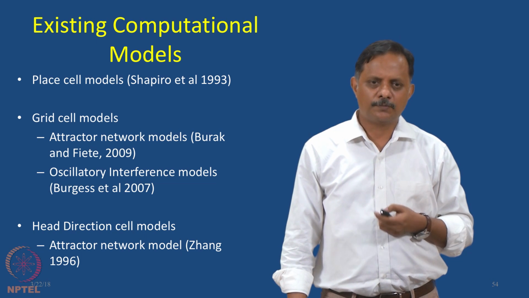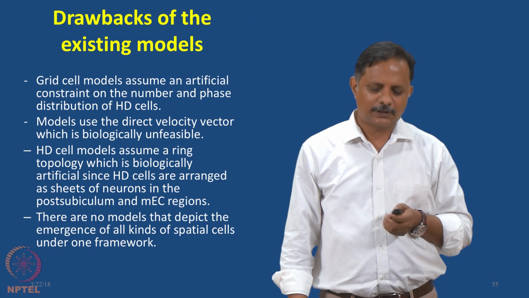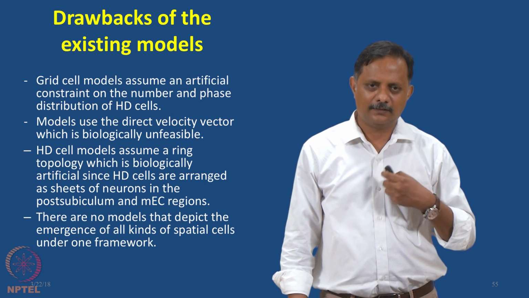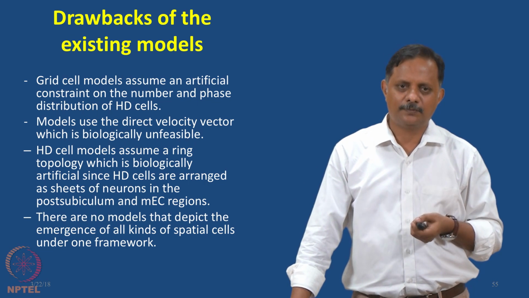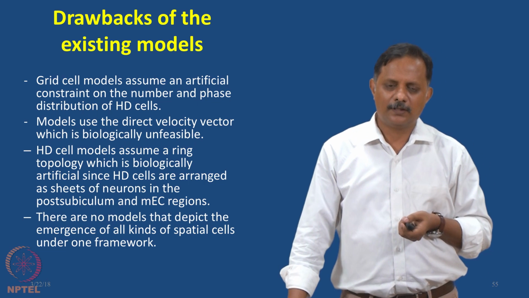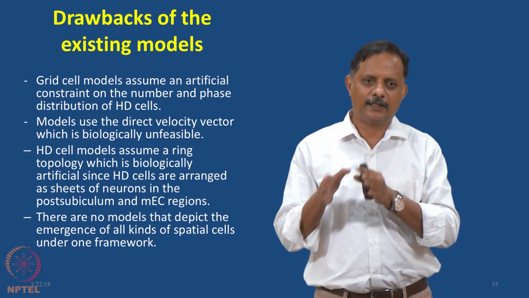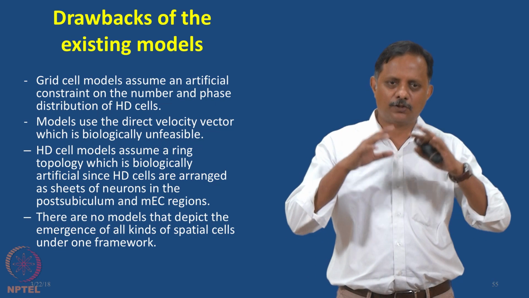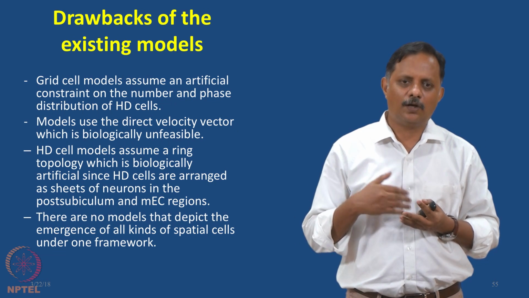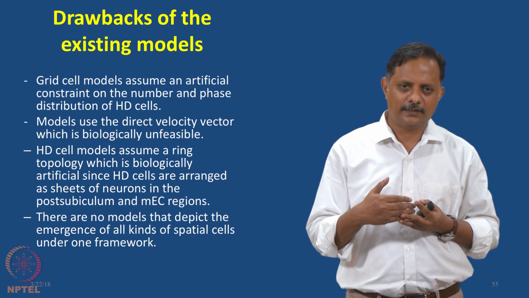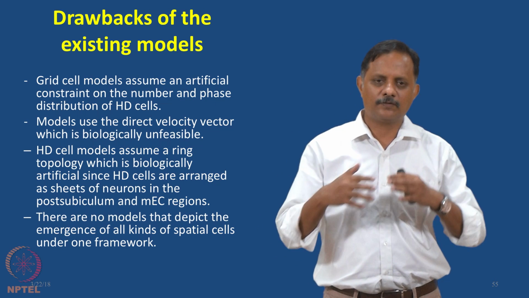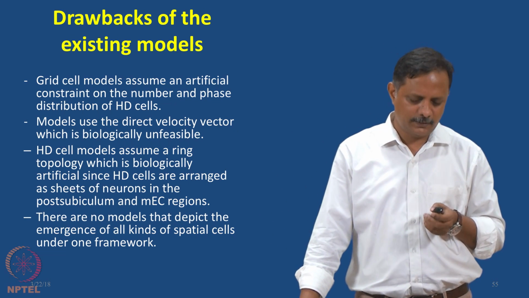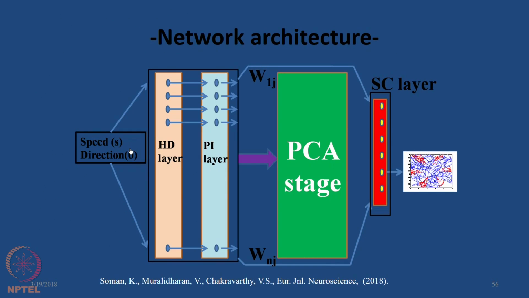So a lot of computational models have been proposed, but some of these models make certain unnatural assumptions, which are biologically infeasible. Also, some of these models are dedicated exclusively to certain kinds of spatial cells, and they don't present a comprehensive picture of how all the different kinds of spatial cells, like head direction cells, grid cells, and place cells, all emerge in the same modeling framework. So that is what we have taken as an objective for our modeling effort.